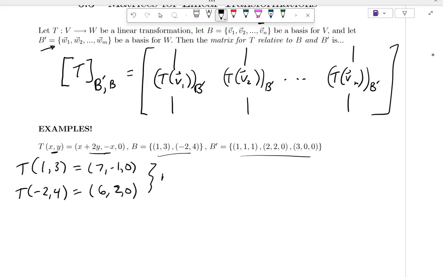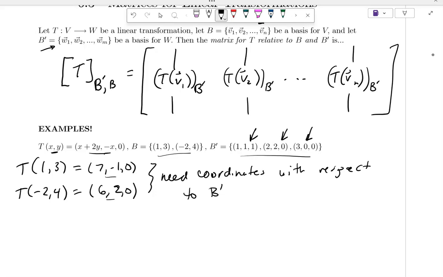So again, we need the coordinates with respect to E prime. How do we find those? Yeah, set them as a matrix and row reduce, right? I need a linear combination of these 3 vectors that give me each of those, right? That's what I need, right?